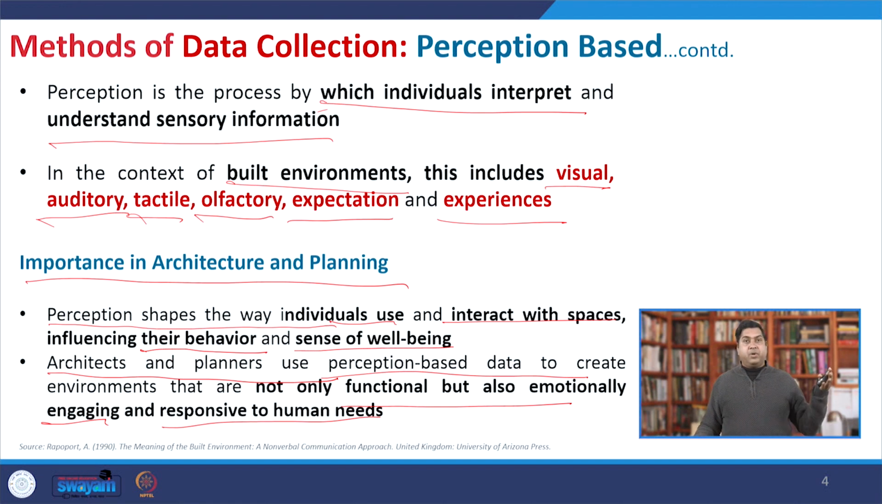Similarly for the planner, if you identify through perception what the challenges or main aspects are, maybe the infrastructure, maybe the overall ambience of any particular urban open space, you can work on that and you can bring those positive changes which the people shared with you during that perception based study, right. So this is very important.